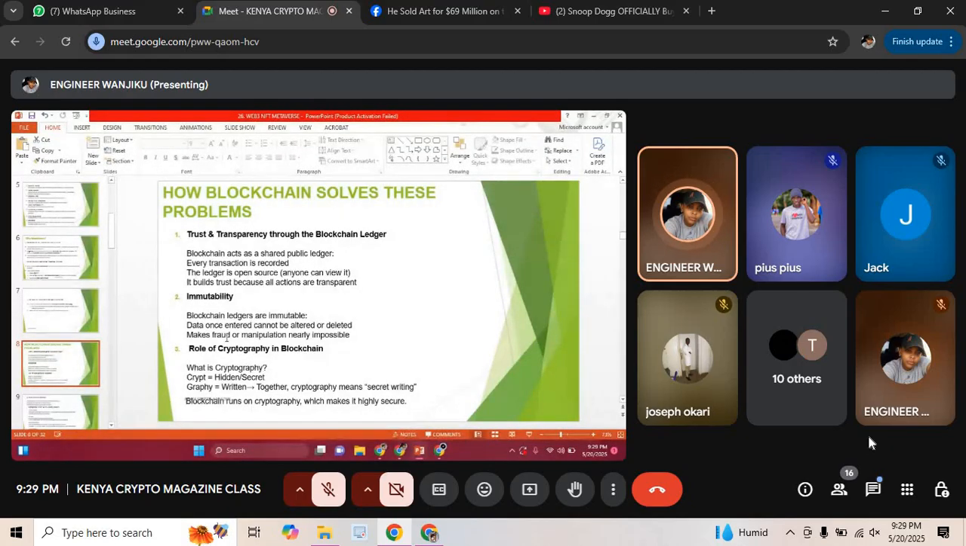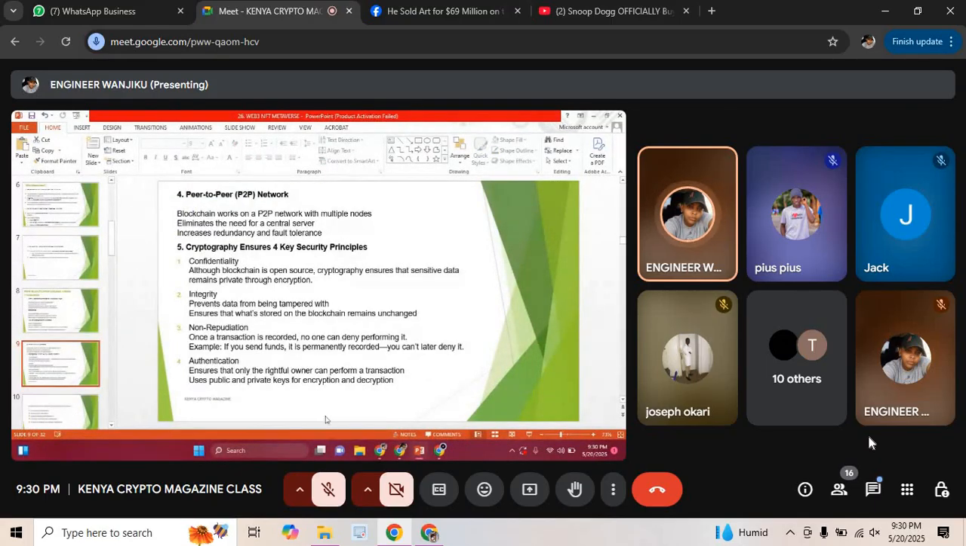Number 3 is just to understand the security that comes with blockchain, and that's the role. Remember we said that the technology that blockchain uses to ensure security is what we call cryptography. So what is cryptography? Crypt means hidden, or rather a secret, whereas graph means written. So together, cryptography means a secret writing. So the blockchain runs on cryptography, which makes it highly secure.